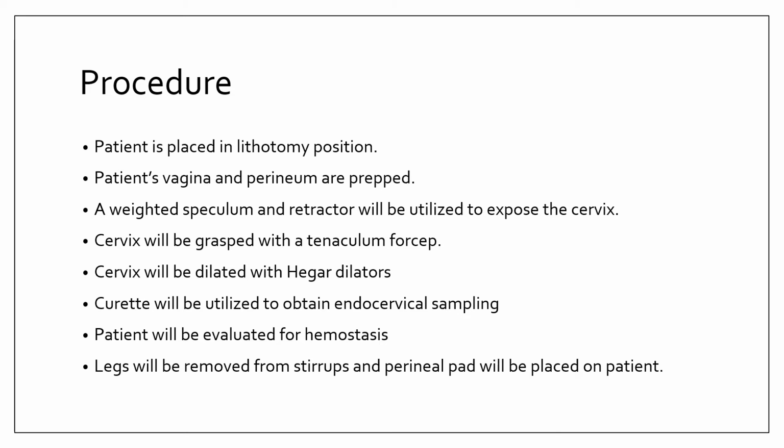So a patient is placed in lithotomy position. The vagina and perineum are prepped. They usually insert a weighted speculum and a retractor to expose the cervix. They have an instrument called a tenaculum forceps that they grasp the cervix with. They then dilate the cervix until they have a proper opening. Then they can obtain samples, evaluated for any postoperative bleeding. We remove the patient from stirrups and place a perineal pad on the patient.